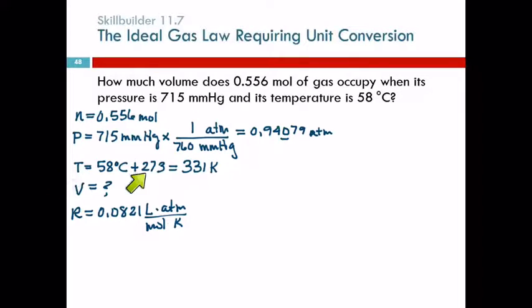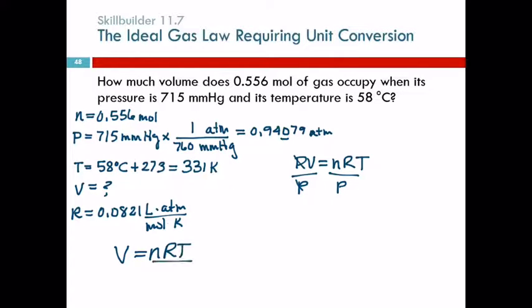I already converted temperature. Kelvin is a good unit for the ideal gas law. So now I'm going to get out P, V, n, R, T. I'll just throw them up in the middle here. PV equals nRT. Solving for volume again. Divided by pressure. Divided by pressure. So volume is nRT over P.